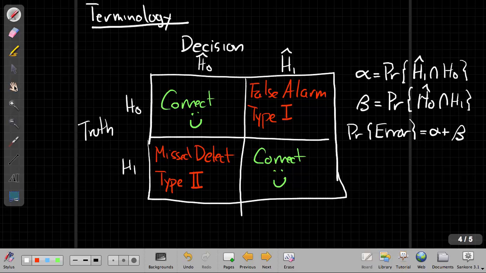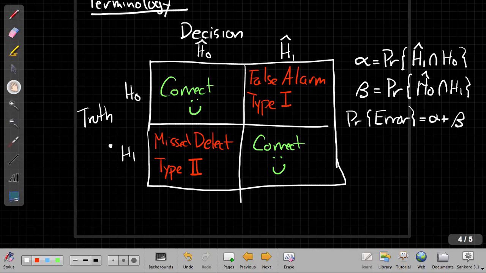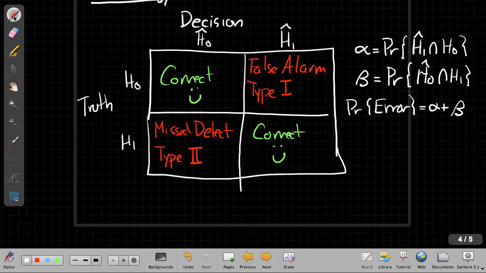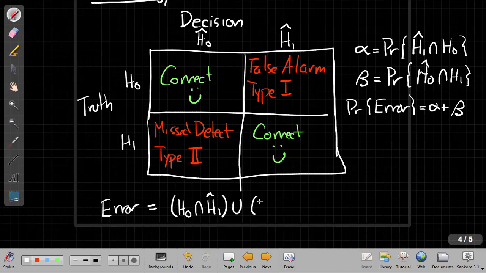I've sort of gotten ahead of it, but the event of having an error, or sometimes we might call that just the event E, is that H0 is true and I guess H1, or H1 is true and I guess H0. Right? The event that there's an error can be partitioned into these two disjoint alternatives, and therefore I can add their probabilities.